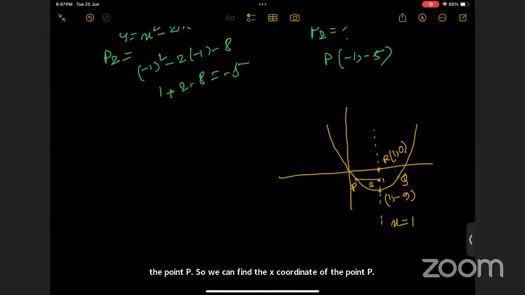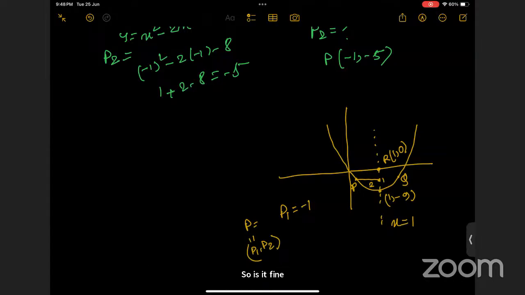Because we have 1, and if we shift just 2 units, then P1 equals -1. P equals P1, P2. So is it fine? Yes, -1, because we are just shifting 2 units. This point is 1, then we are shifting 2 units. If we shift 1 unit from 1, then it will be 0, and then shift again 1 unit, then it will be -1. Is it clear? Okay. So this is the value of P1.